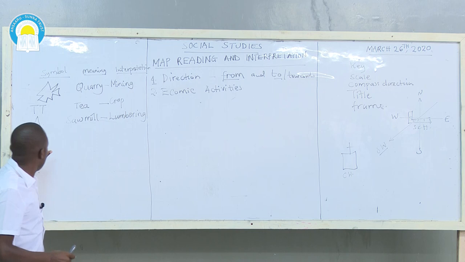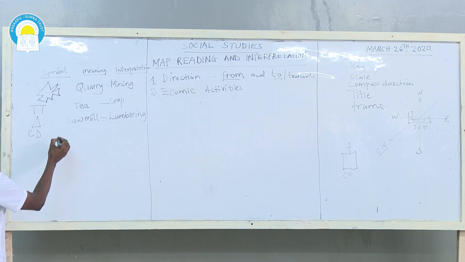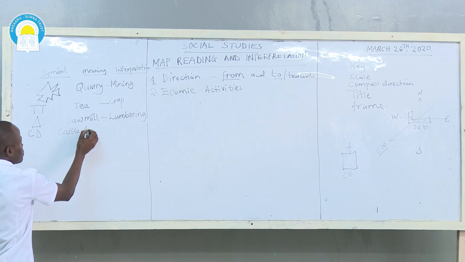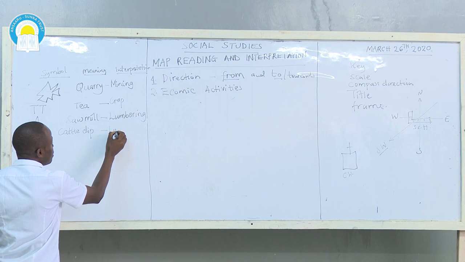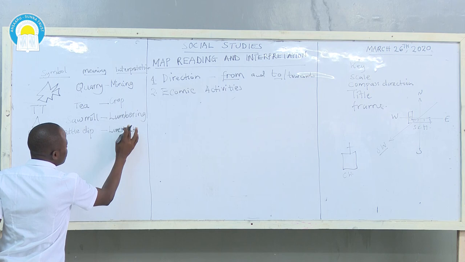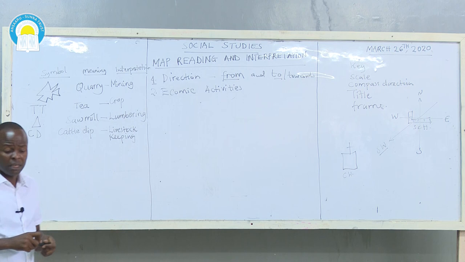Another symbol used is CD. When you go to the key, they tell you that that is a cattle dip. And when we see a cattle dip, what comes into our mind? There is livestock keeping, or cattle keeping. It means that these people keep some animals, or they are pastoralists.